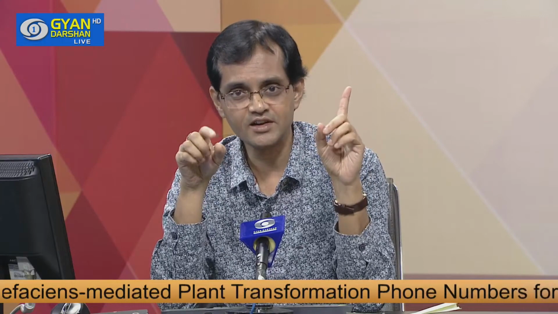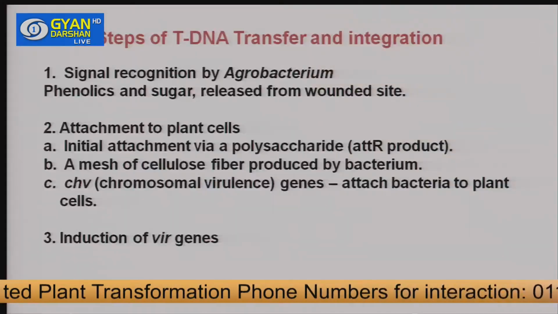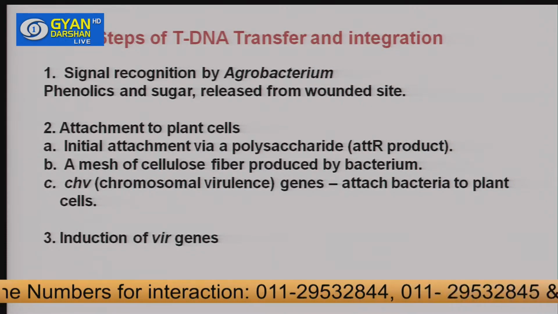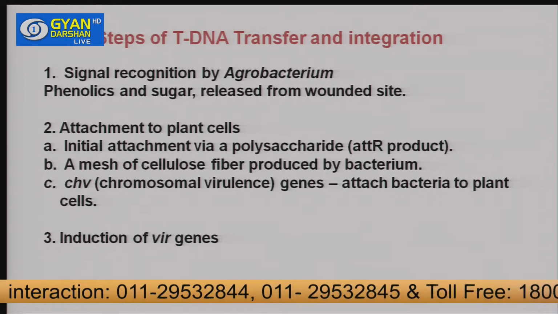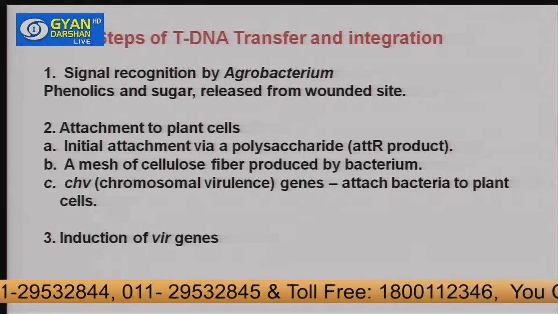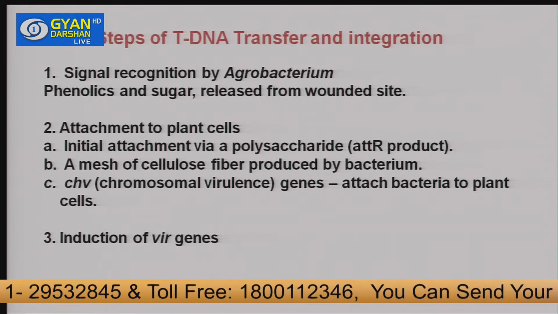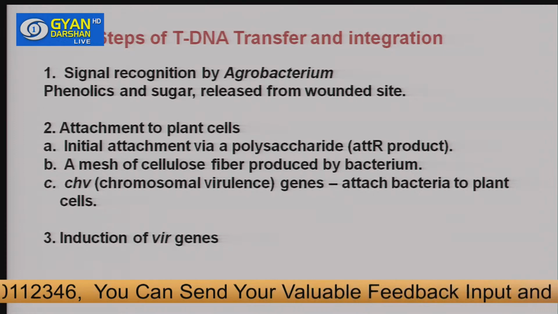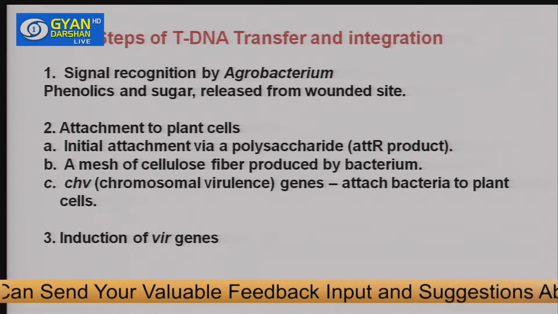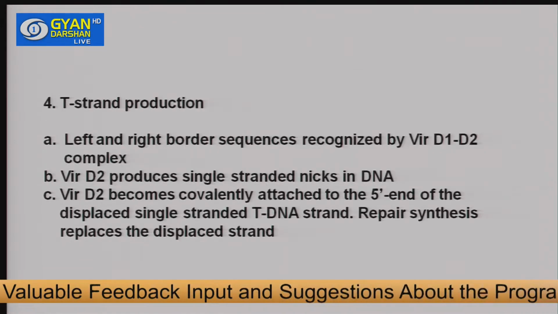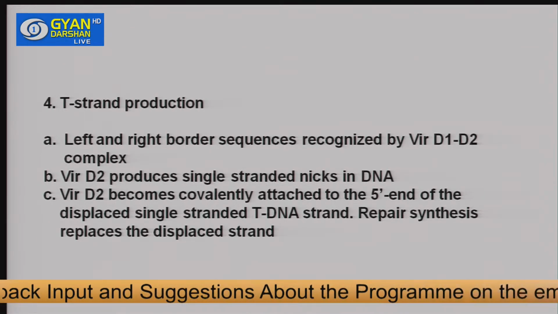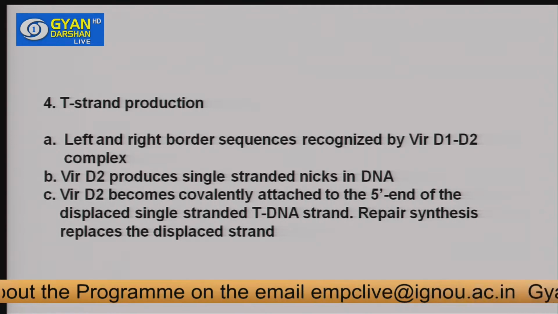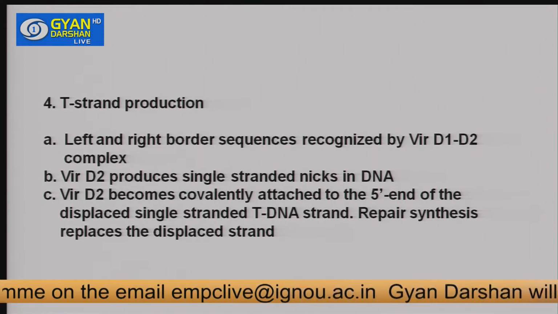Number 1, there is signal recognition by the Agrobacterium. From the wounded site, certain chemicals are released which will be recognized by Agrobacterium. Then it will attach to the plant cells. We have already seen attachment via polysaccharides; cellulosic fibers are there to which the Agrobacterium cells will attach. Then there will be the induction of the virulence genes in response to the chemical molecules released from the wounded site, like acetosyringone or alpha hydroxyacetosyringone. There will be the VIR gene triggering.